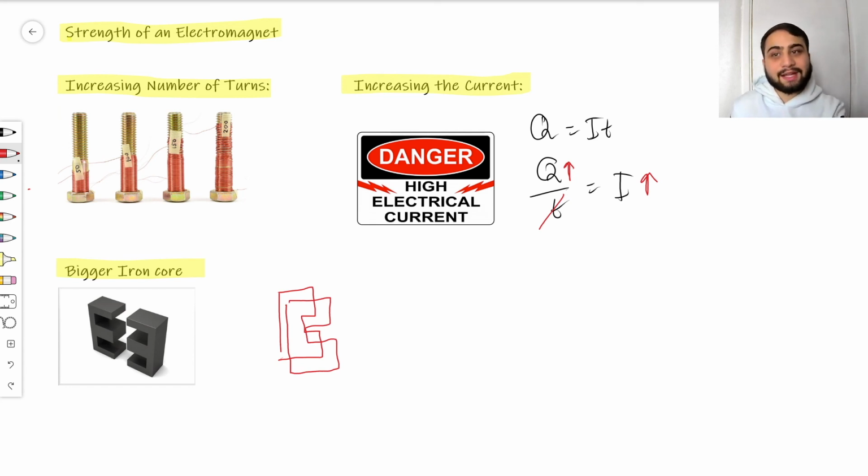So there are three main ways to increase the strength of the electromagnet: increasing the number of turns, increasing the current, or a bigger iron core. If you didn't have one in the first place, put one in. Now you understand everything you need to know about electromagnets for your GCSE.